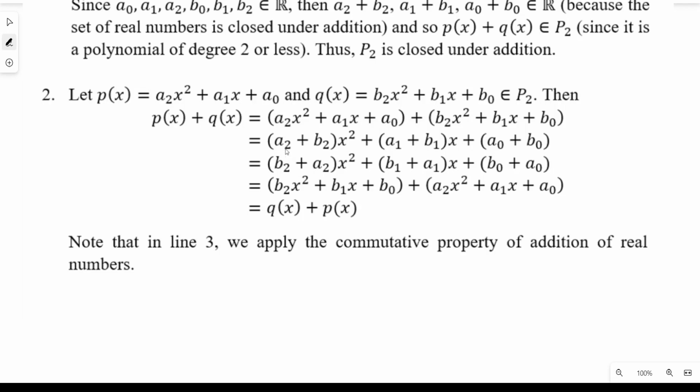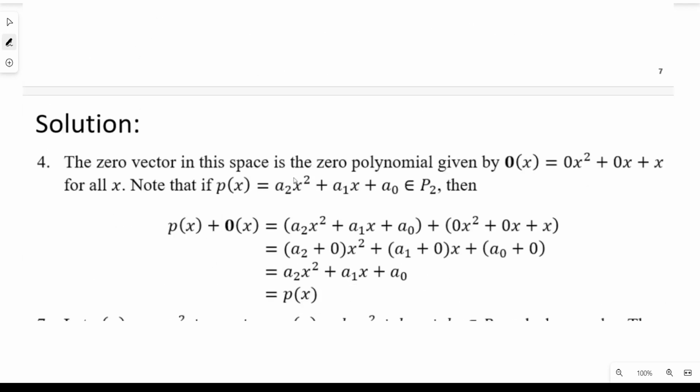So instead of having a2 plus b2, a1 plus b1, and a0 plus b0, since these are elements of R and sums in R commute, we can just commute each of these, and then you can have later on q of x plus p of x. So we are using here the property that the sum of real numbers is commutative.